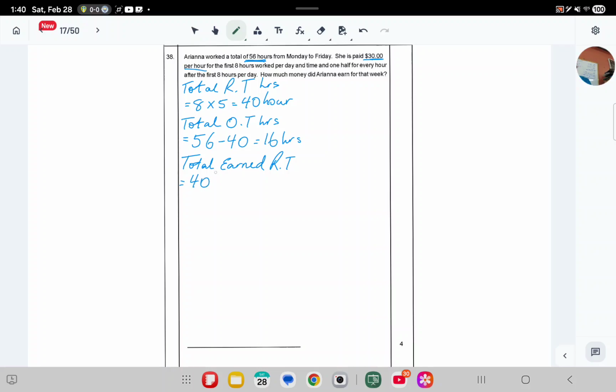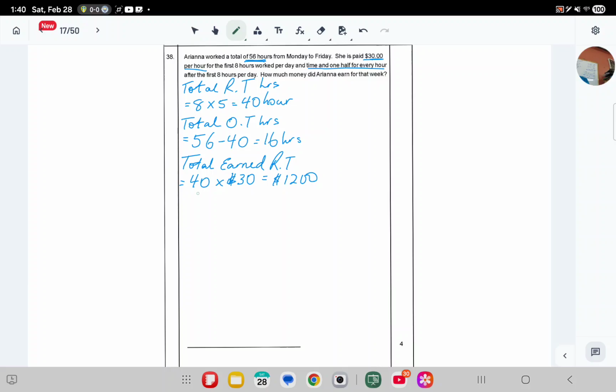So that will be the 40, the total hours regular time, multiplied by the amount for 1 hour regular time, which is $30. And 4 by 3 is 12, add the 2 zeros, so she earned $1,200 regular time. They said here now she is paid time and 1/2 for every hour after.